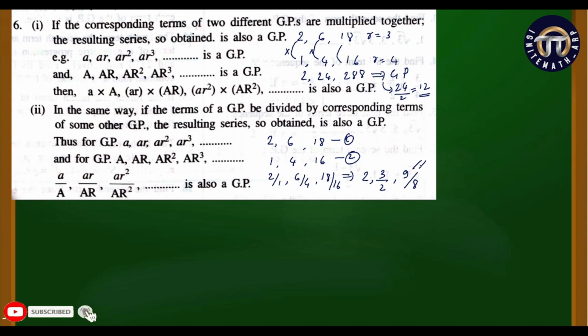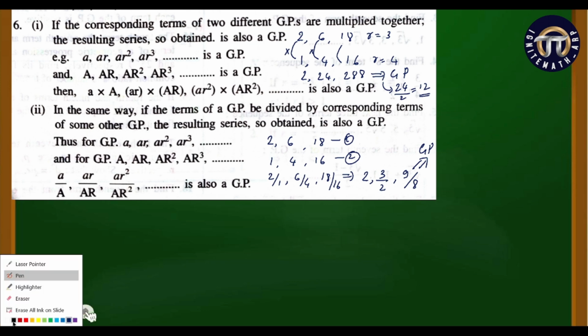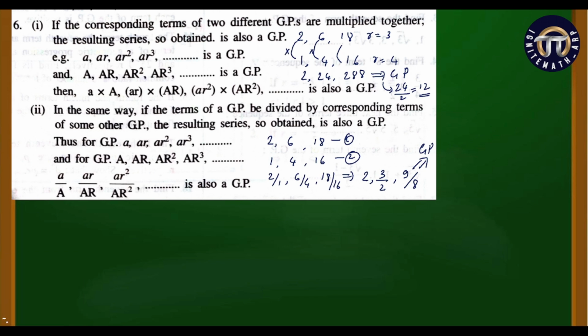Clear, children? So this also is going to be a GP. How can I prove whether it is a GP or not? With an example, I'll show you, children. Here I am finding the common ratio. So if I find the common ratio for this one, that is 3 by 2 divided by 2, that is 3 by 2 into 1 by 2. So I'll get 3 by 4 as the common ratio.